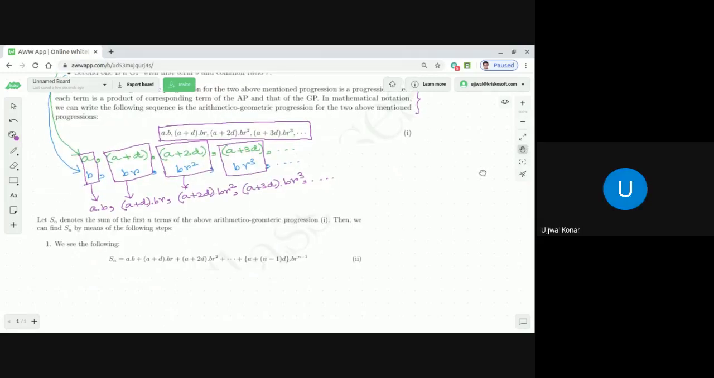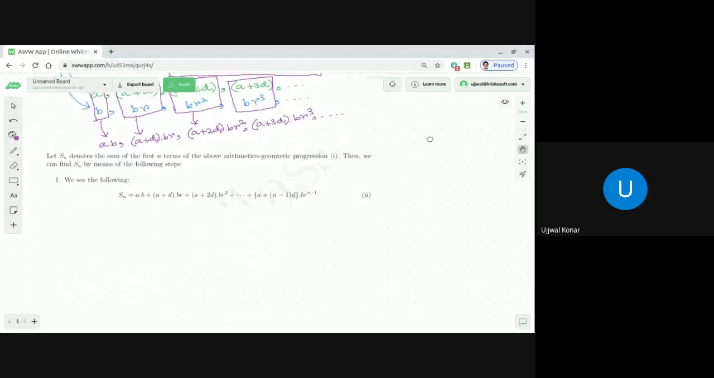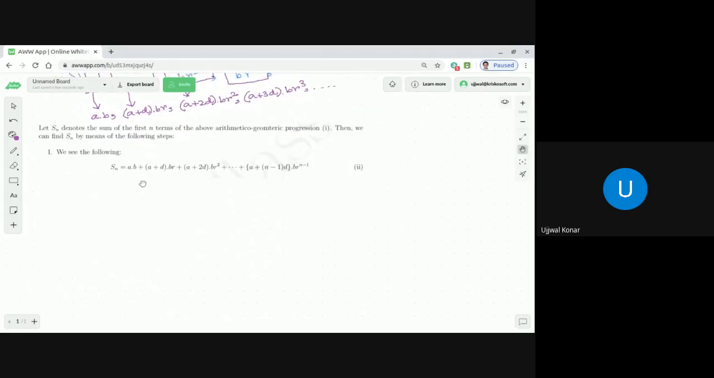Then we can define Sn as like what? It is clear that we can write Sn is like this: a into b, plus a plus d into br, plus a plus 2d into br square, up to a plus n minus 1 into d into br to the power n minus 1. All of you are absolutely clear, dear students? Yes. Okay.